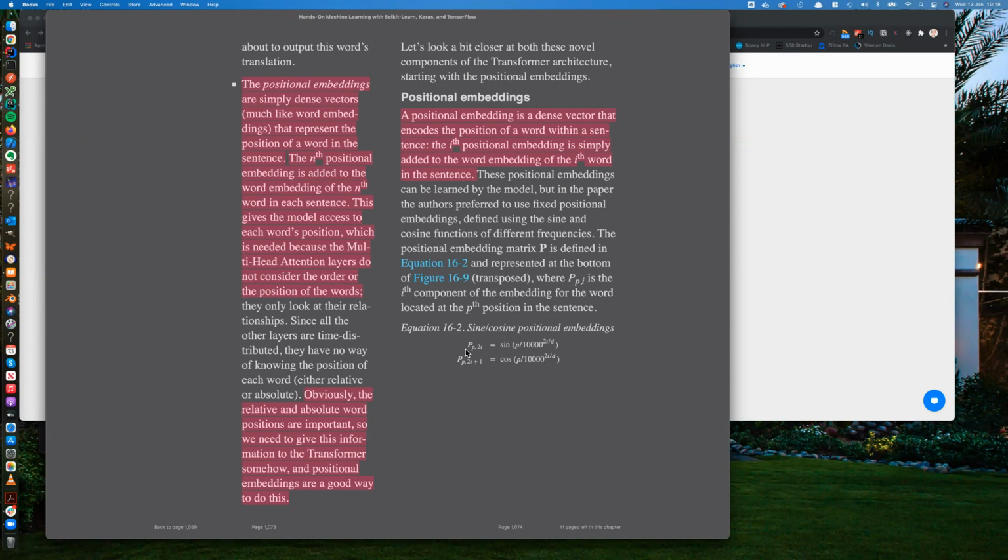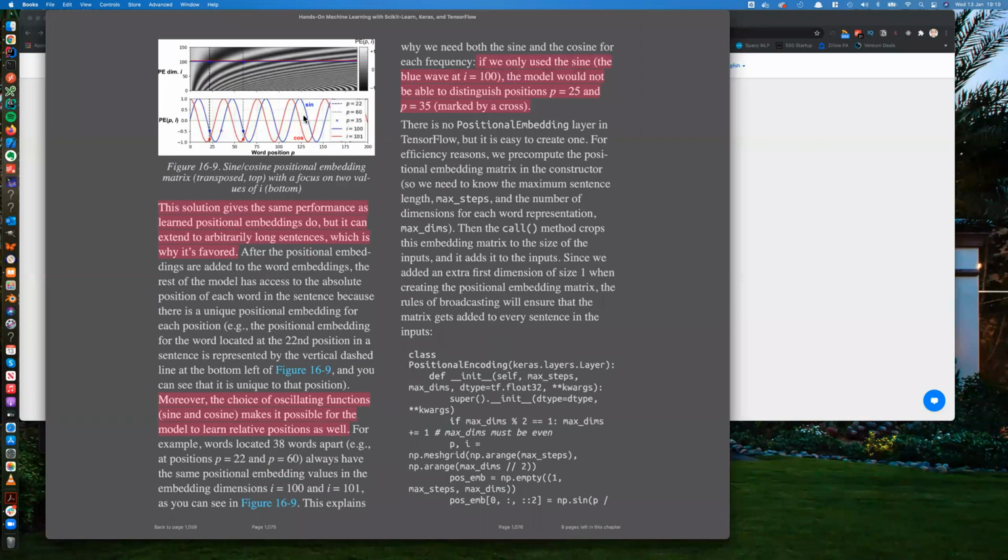And the way they're done is using this slightly convoluted mechanism, which is to use a sine and a cosine, which are slightly out of phase. Because it's sine and cosine, they're going to always be slightly out of phase in most places. And this is what this positional embedding would look like. This is the word position here.